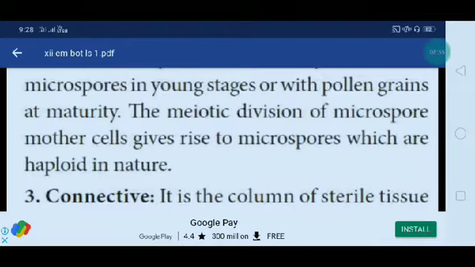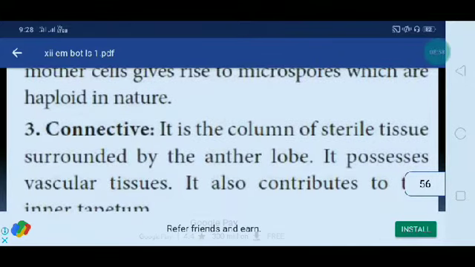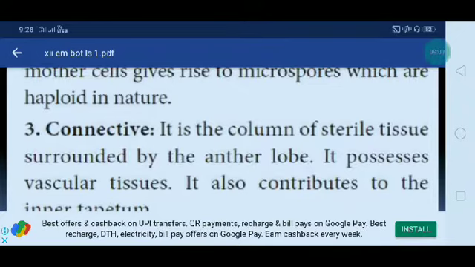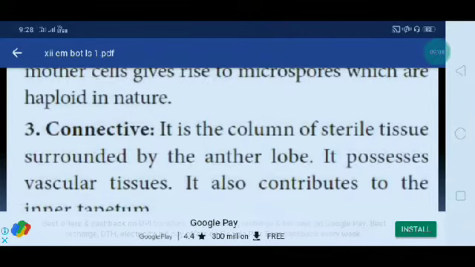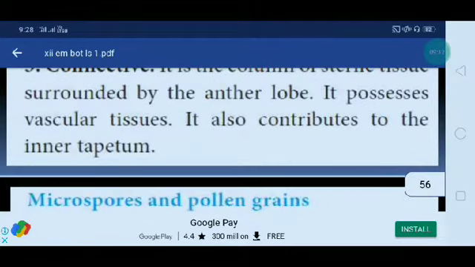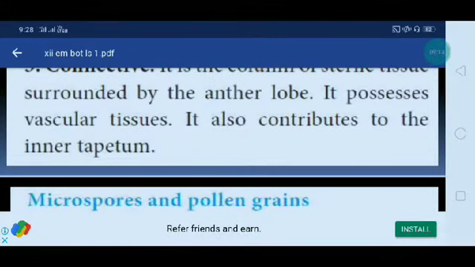The next one is connective tissue. It is a column of sterile tissue surrounded by the anther lobes. It possesses vascular tissue. It also contributes to, or otherwise functions as, an inner tapetum.